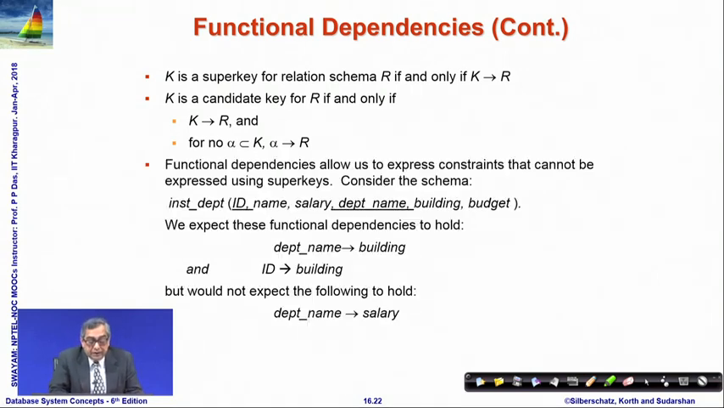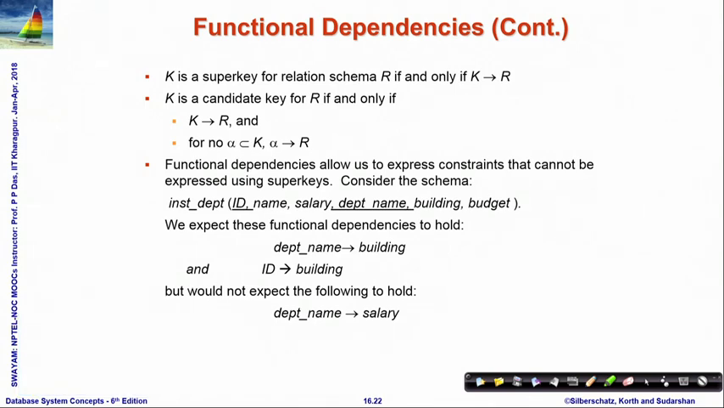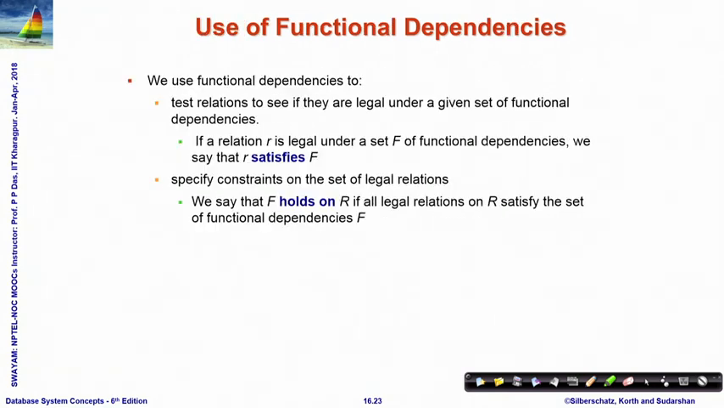So, we can say that there are different functional dependencies. For example, in the inst-dept combined relation, we know that department name functionally determines building, and ID functionally determines building, so these are functional dependencies that must hold. But certainly you would not expect department name to functionally determine salary, that would be too much. So, functional dependencies are facts about the real world that we try to understand and then represent in terms of the functional dependency formulation in the database.